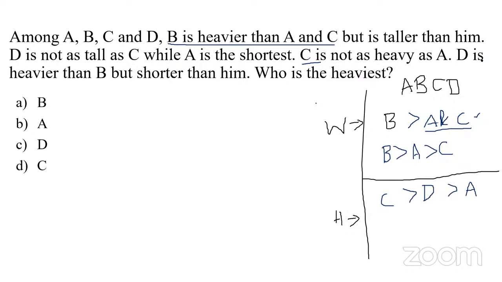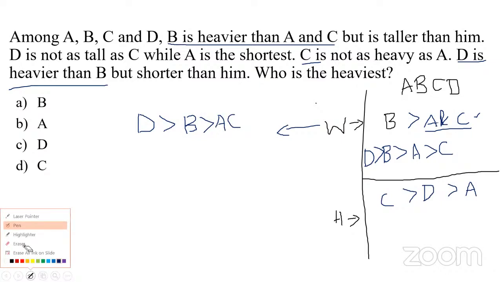So they have given D is heavier than B. So D is heavier than B means I put B like this and D here, right? Based on weight, what is the given order? D, B, A, and C. Fine. So we'll read the heavy statements alone.